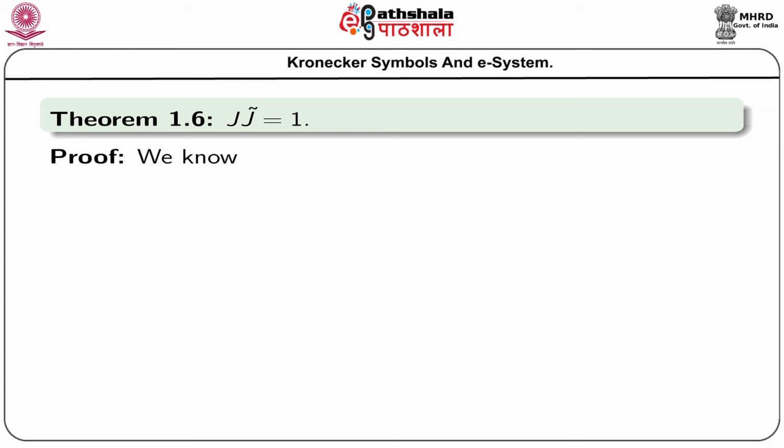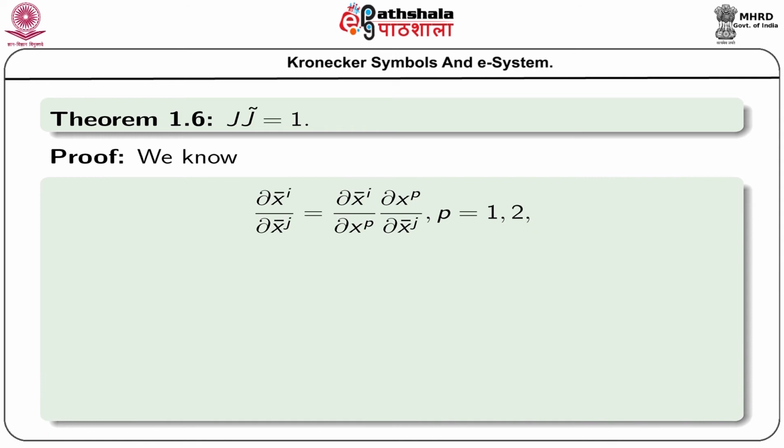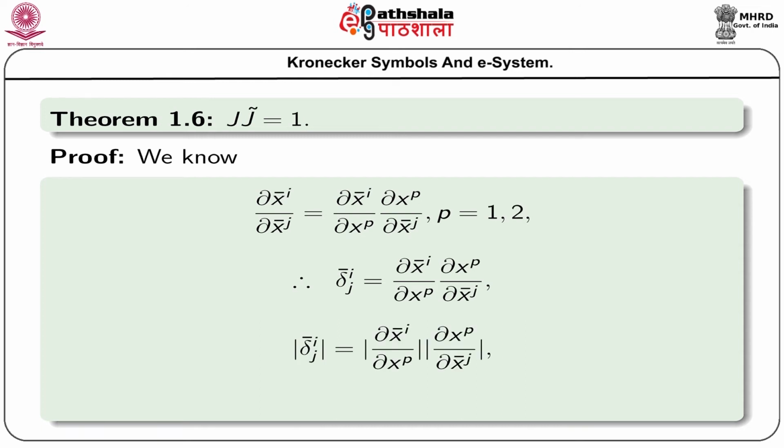And we can prove that J times J tilde equals 1 with the help of the Kronecker delta, because ∂x bar i / ∂x bar j can be expressed in the form ∂x bar i / ∂x^p times ∂x^p / ∂x bar j, and the left hand side can be written as δ bar i j. If I take the determinant of this, it becomes 1, where J and J tilde are the Jacobian determinants for the transformations from barred system to unbarred and vice versa.